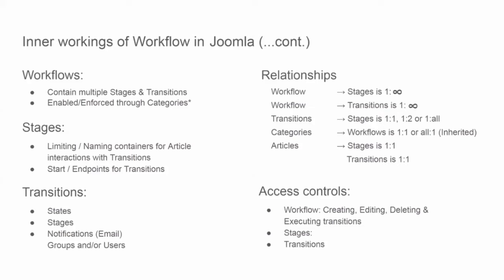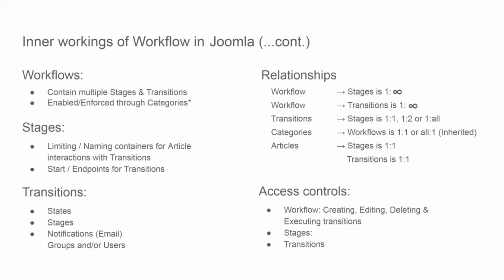The relationships of each of these containers and components is not quite as you would think. For workflows, the relationship with stages is one-to-many. And the relationship for workflows to transitions is also one-to-many. For transitions to stages, the relationships are either one-to-one, one-to-two, or one-to-all. And we'll see how that transpires and how that looks a little bit later on with the configurations.